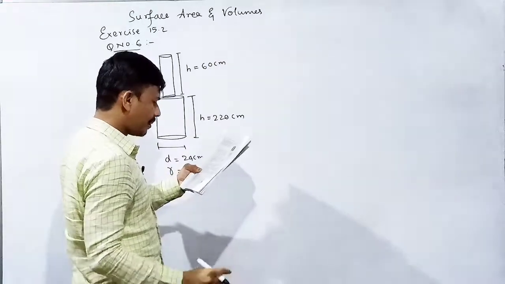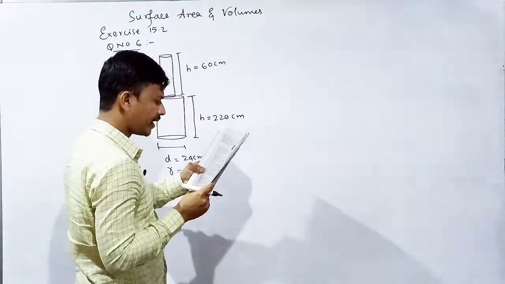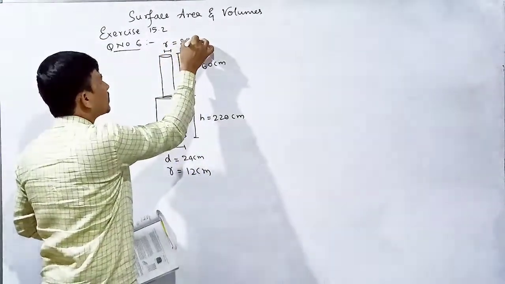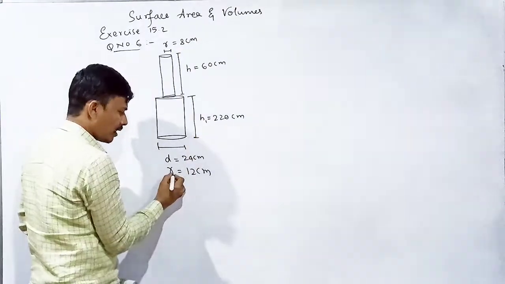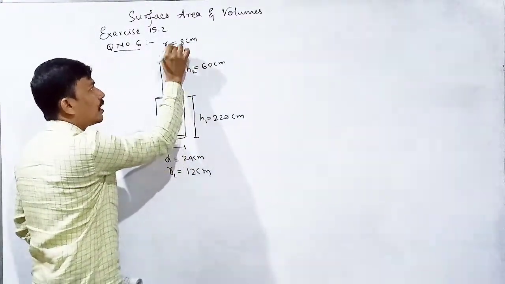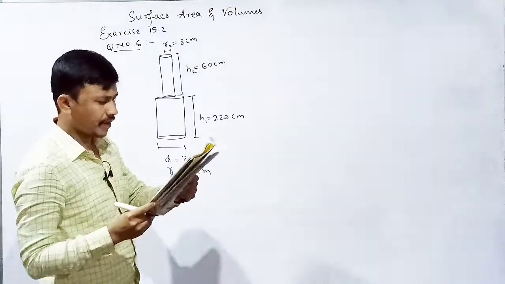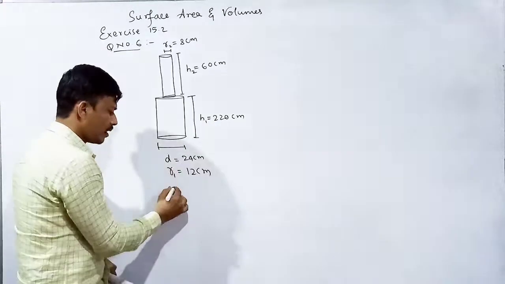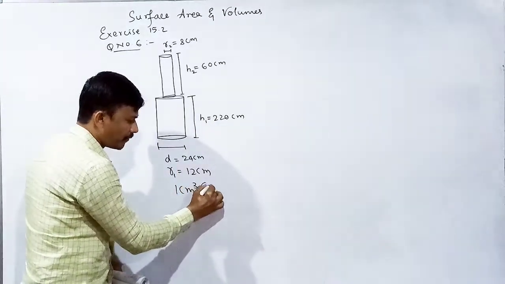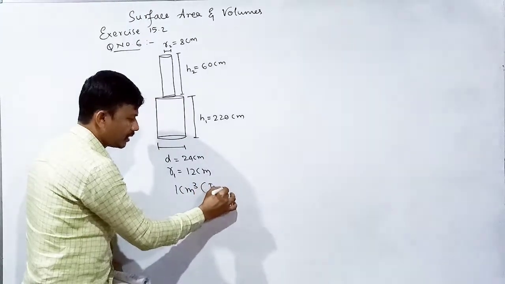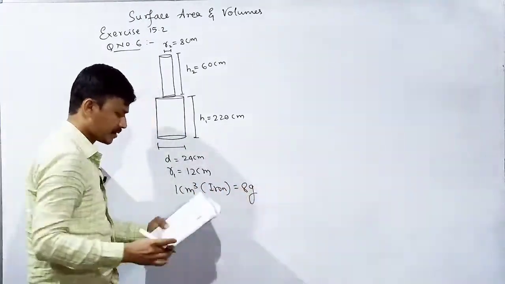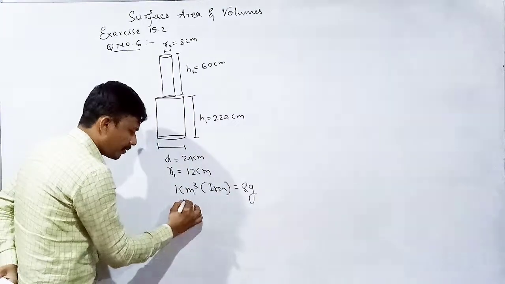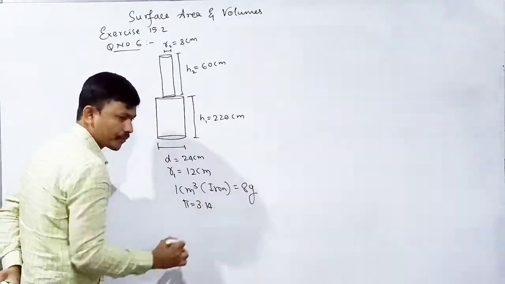centimeter and the diameter is, do they give the diameter or radius? Radius of the second cylinder R is equal to 8 centimeter. Let us consider H1 R1 and H2 R2. Correct? What we need to find out? Find the mass of the pole given that 1 centimeter cube of iron is approximately 8 grams. Then we need to find out total mass. Yes or no? Okay. We need to take pi value, that is 3.14.